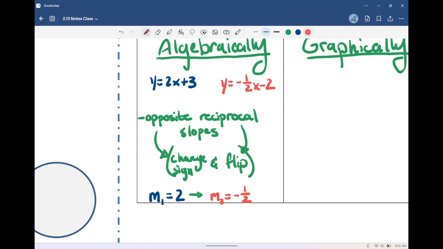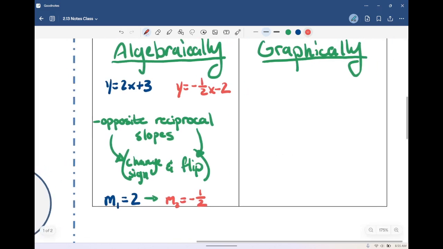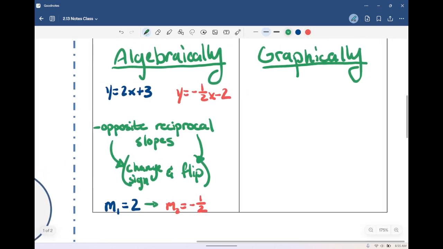Now, for perpendicular lines, we care much less about their b-value. They are 100% allowed to have the same b-value because these lines intersect. So they are allowed to have the b-value be the same, or it could be different. Doesn't matter. What matters is the slope. And so now, graphically, this is, again, what you'll actually see on the graph.